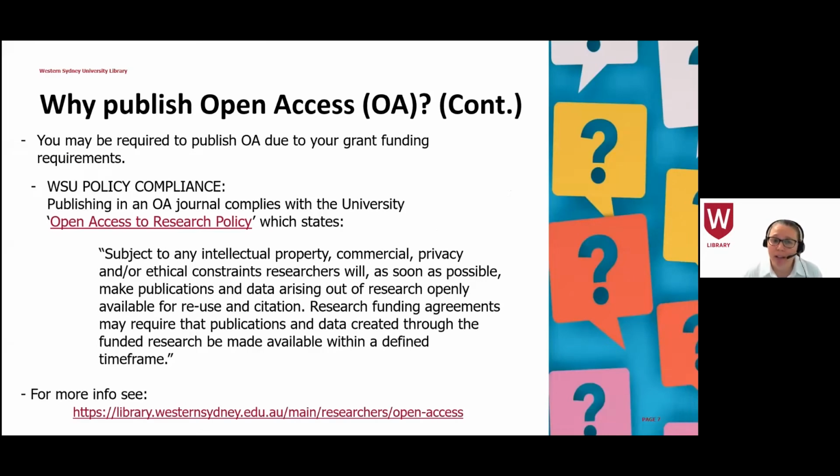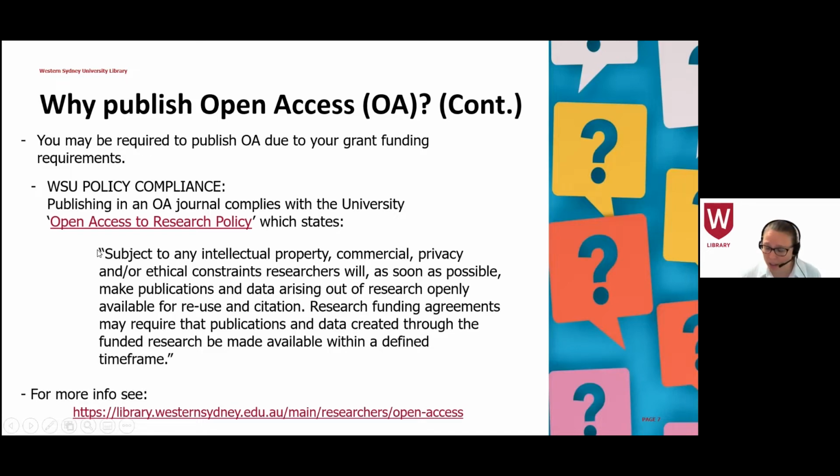You may be required to publish in open access due to your grant funding requirements, and also the Western Sydney University policy for open access to research states that you should be sharing your research in an open access publication ideally as soon as possible. So either that's through the green open access, through the repository, or through a fully open access journal. There's some more information on the library website, and there's a link here to the open access policy.